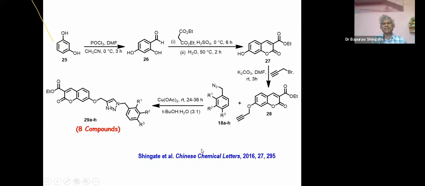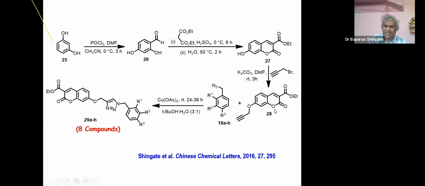why not have some different types of coumarin? Again, we have undertaken this particular project from commercially available resorcinol. This resorcinol on Vilsmeier-Haack formylation reaction led to the hydroxy-based salicylaldehyde. No doubt, this is again commercially available. And this salicylaldehyde, on reaction with diethyl malonate via Knoevenagel condensation followed by cyclization, leads to another hydroxy, means phenolic OH-based coumarin compound, and this hydroxylated group is subjected to alkylation using propargyl bromide.